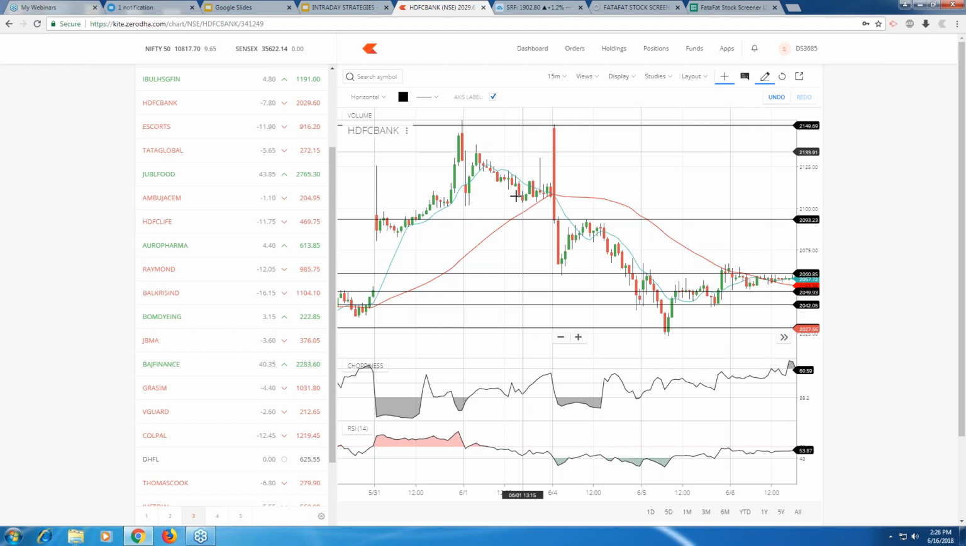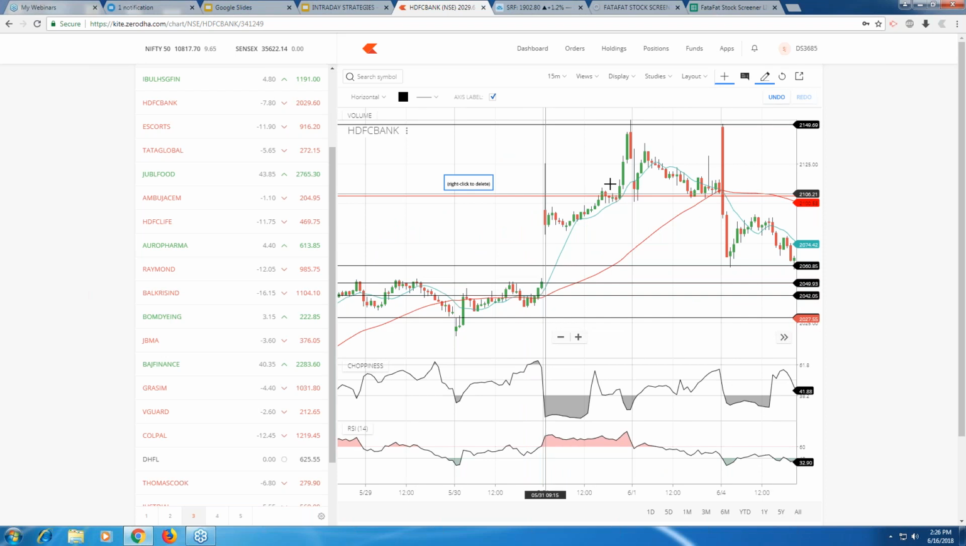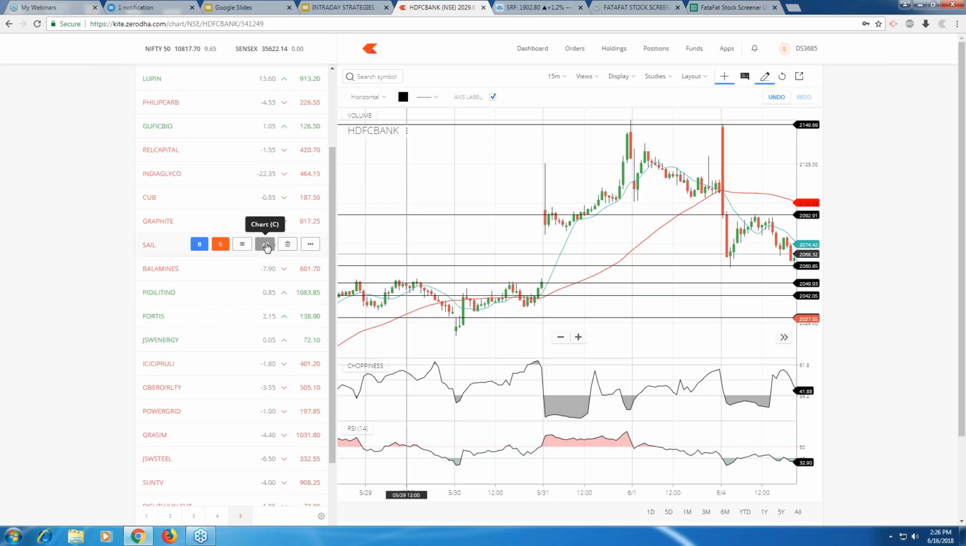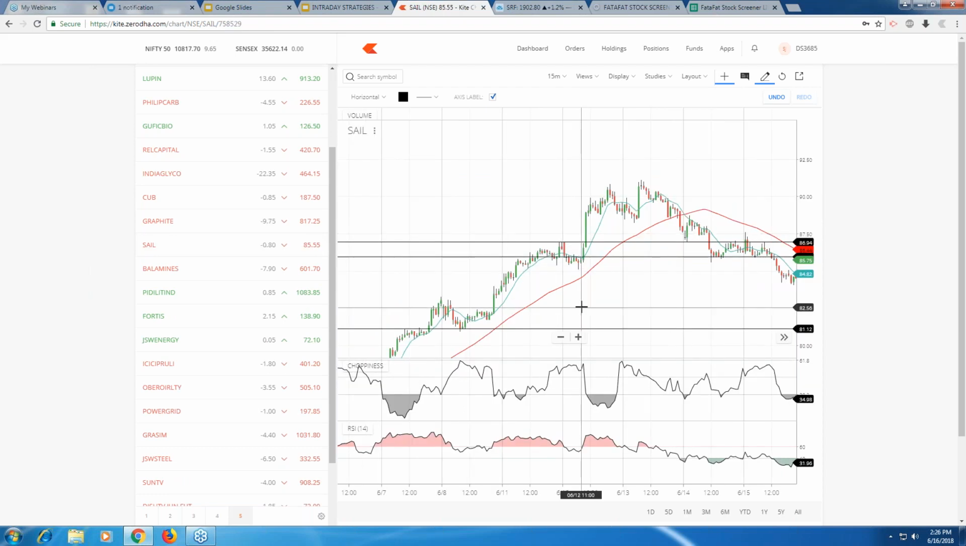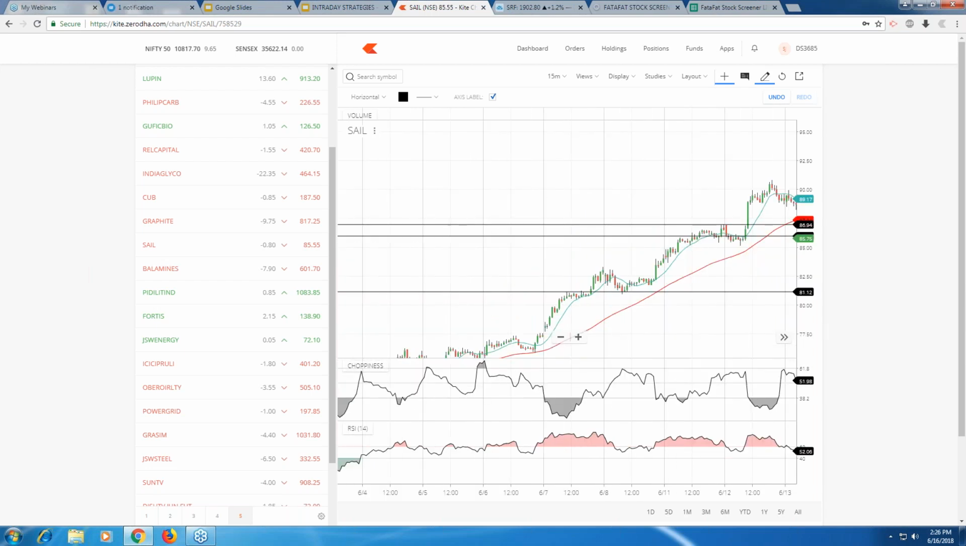Mark the first candle, right? This is the first candle. And here there is a support in the form of the 50 moving average. There is a support. And RSI is also taking a turn. The moment RSI goes above 60, you can take a long position, right? SAIL gives you good ORB trades, very, very good ORB trades. See here, this is a beautiful trade. So you can track one or two stocks.